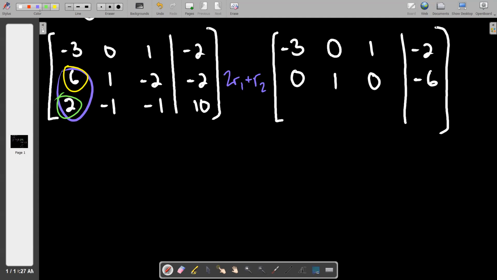What's that row operation going to be? Double R1 plus triple R3. There you go. So we're doubling the top to make him -6, and we're tripling the bottom to make him +6. And everything else that happens is just whatever happens, happens.